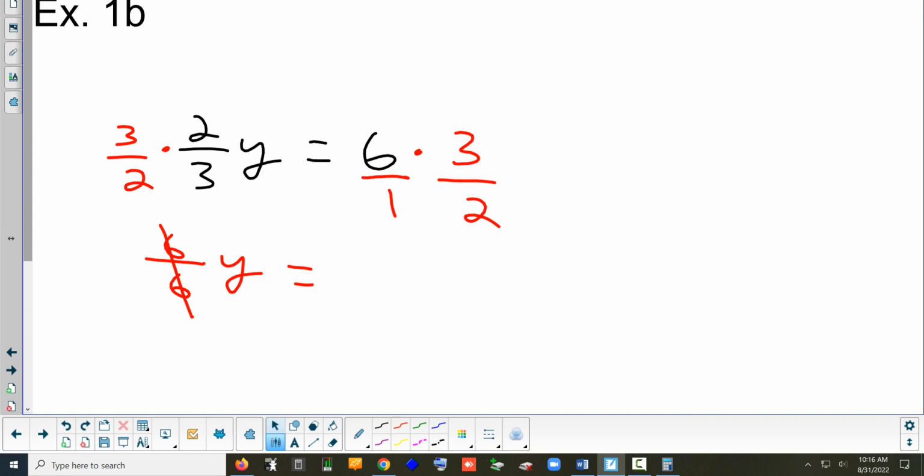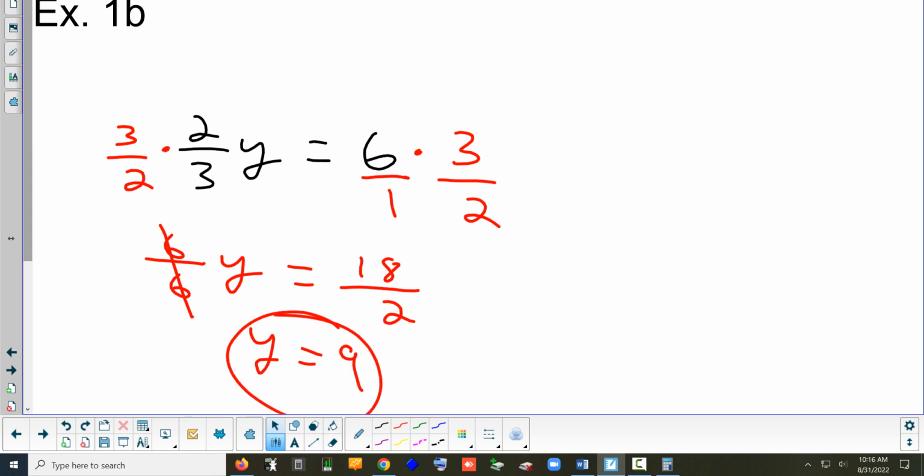Now on this side, do the same thing and see what you get. 6 times 3 goes in the top. Yep, Case. 18. And 1 times 2 goes in the bottom. 1 times 2. 2. So my final answer, 18 divided by 2 gives me, Sean? 9. Very good.